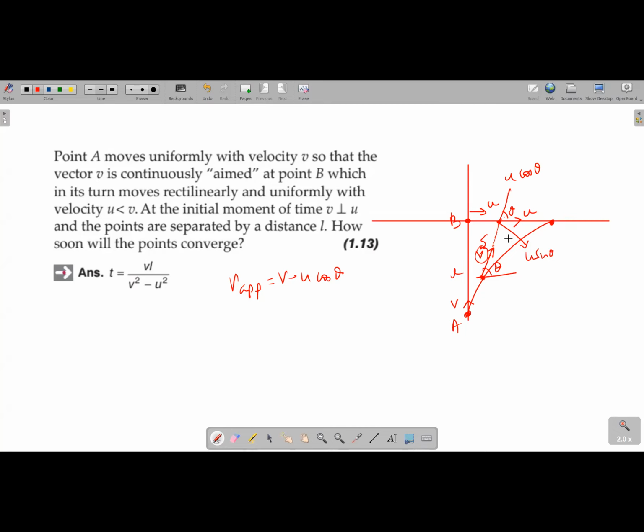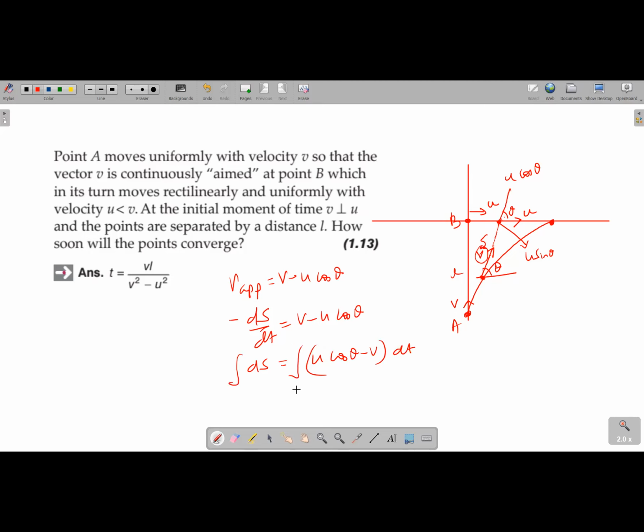So this is the velocity of approach, right? A is trying to approach. Now I'll define it as minus ds by dt, because we know that separation is decreasing, so the rate will be negative. It is v minus u cos theta. Now I'll simply integrate. So ds will be, just reversing this, (u cos theta minus v) dt.